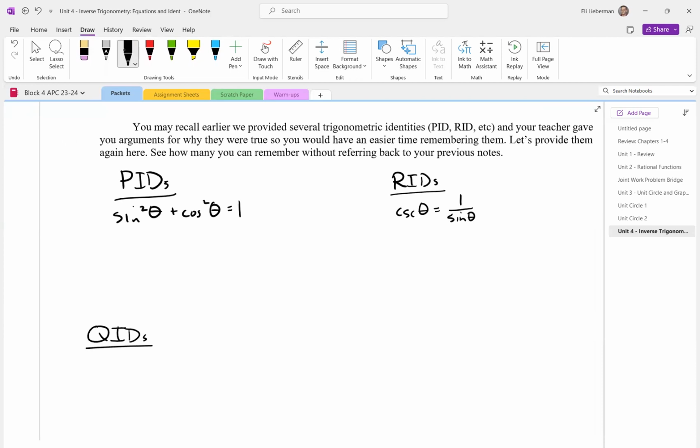But let's talk about the first one. I think it was tangent of theta is equal to sine theta over cosine theta. And the last one I want to remind you of today is EOIDs, standing for even odd. I'm going to start you off on the first one. And I'm going to be quiet now as you list as many as you possibly can without referring to your notes if you can. If you need to, then you may.